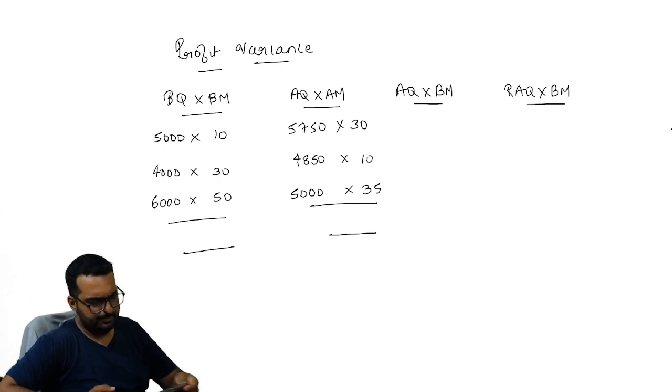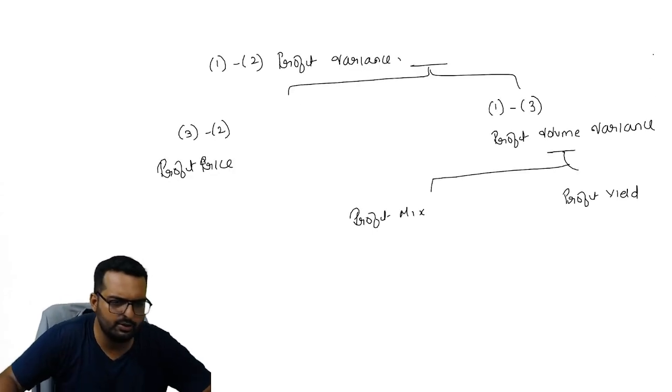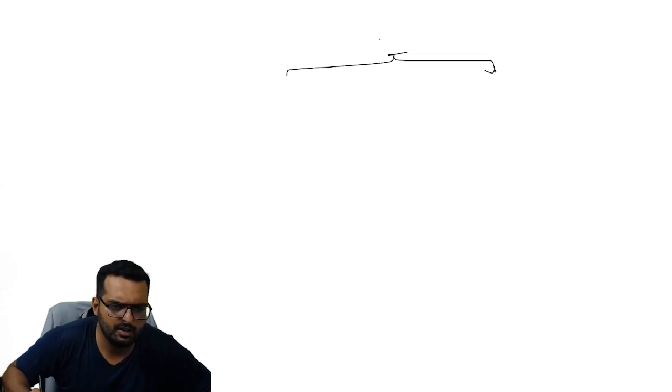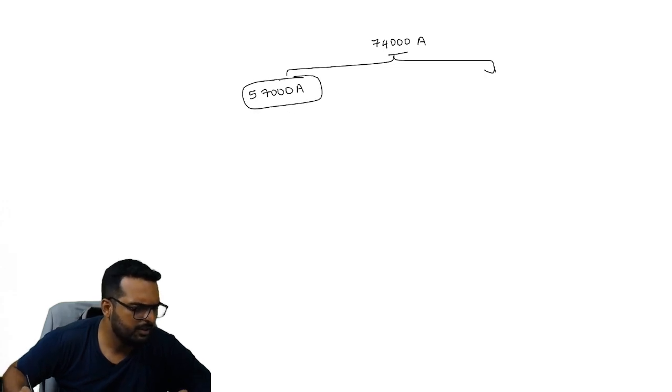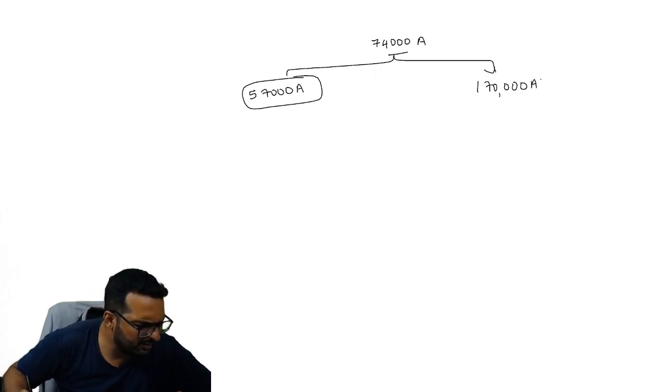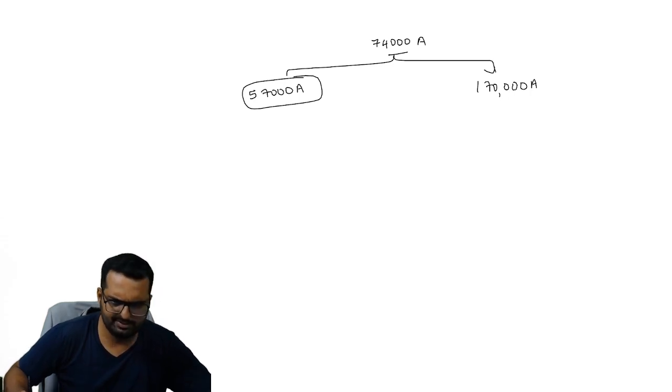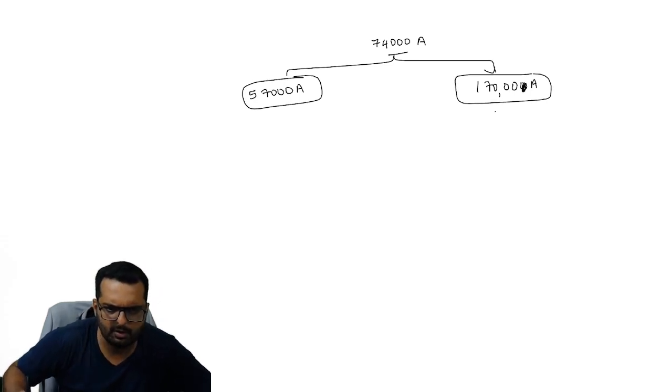Everybody is done writing this? Everybody got the answer? Tell me what are the variances that you got. Tell me again. I'll just write down the summary over here. What's the answer you got over here now? First one, you got 74,000 favorable or adverse? Adverse. This one was 57,000 adverse, is it? And the other one is how much? 17,000 adverse, is it? Okay. All right.